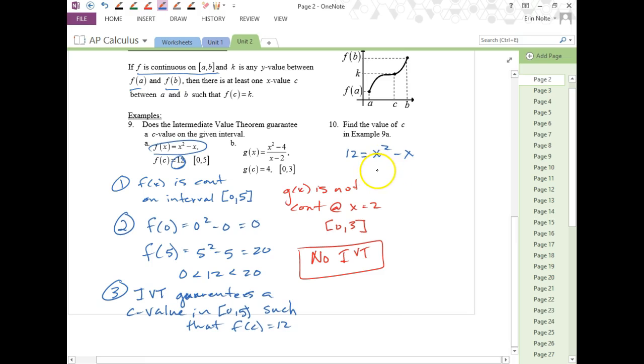So I got to set it equal to 0. So I have 0 equals x squared minus x minus 12. Easy method says, which two numbers multiply to negative 12 and add to negative 1? Negative 4, positive 3. So the two values that make this statement true are 4 and negative 3. At this point I'm going to use my interval, 0, 5. So which of those exists between 0 and 5? Only 4, right? So that means my c value is 4.